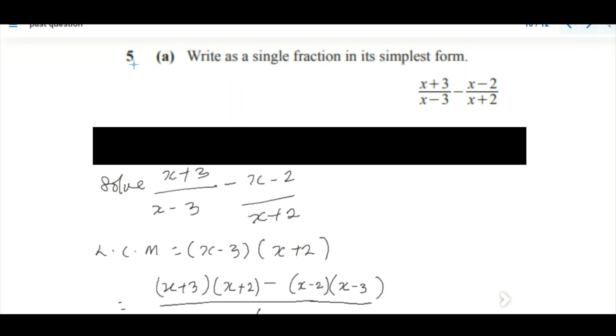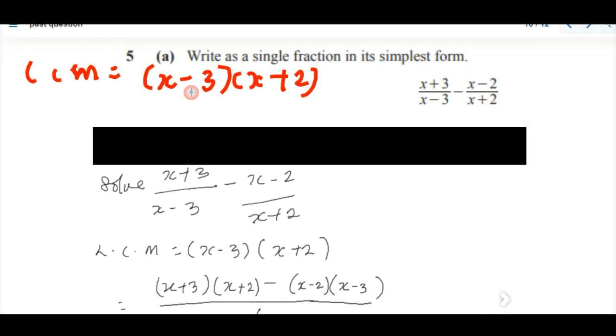So we find the LCM of the denominators in x plus 3 over x minus 3, minus x minus 2 over x plus 2. The LCM can actually not be gotten by simplifying because we have a coefficient and a sign between them. So we pick the two of them together as the LCM. So the LCM is x minus 3 and x plus 2. So that's what we are going to be working with. Let's solve it together.